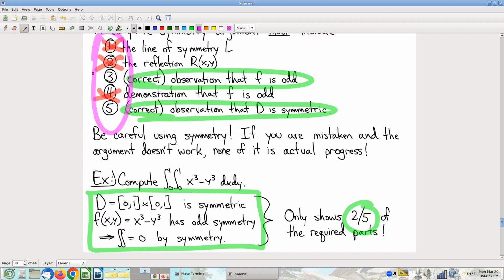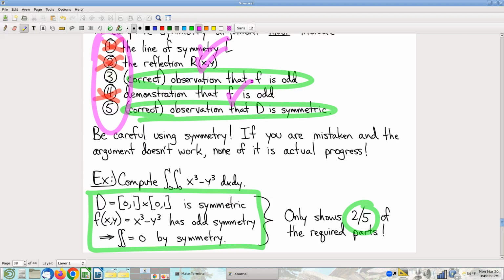Questions? Yeah. Is this particular domain symmetric across y equals x? Yes, that's right. So the line y equals x is the line of symmetry that would make this a valid argument. So the student needs to say that, right? And then the student needs to give me the formula for that reflection, and I'll talk through how to do that on the next page. And then the student has to take that reflection and do the algebra to tell me that the function's odd.